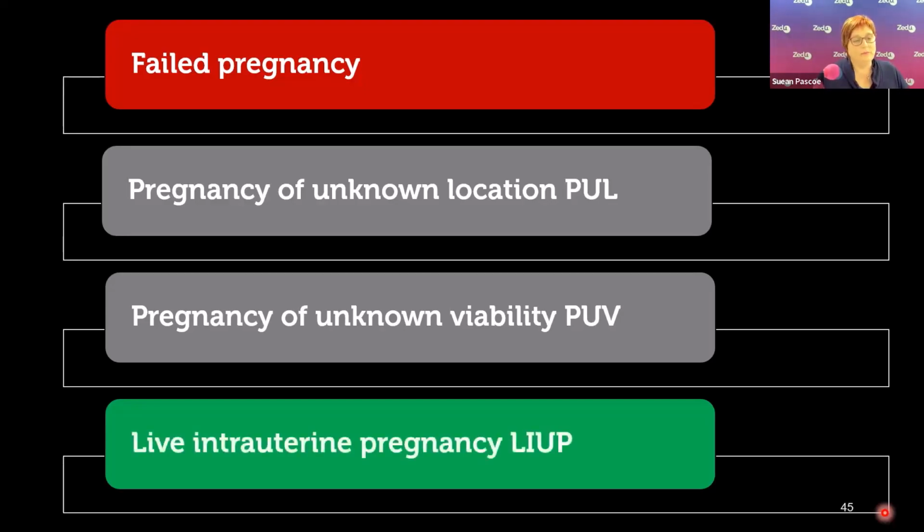Or lastly, it could be a live intrauterine pregnancy. And by this, the gestational sac is bigger than 25 millimeters, the crown rump length is bigger than 7 millimeters, and we see a heartbeat.